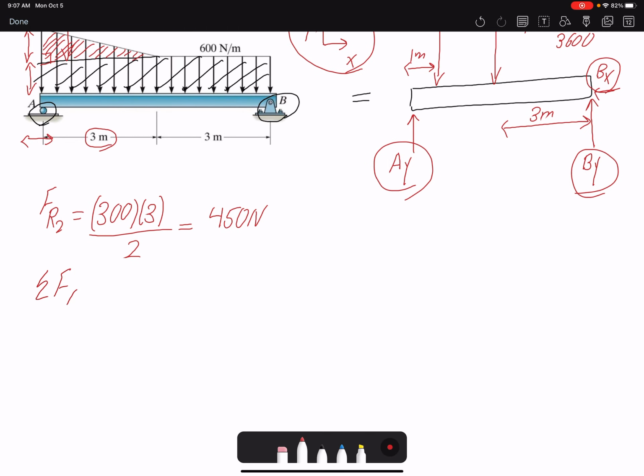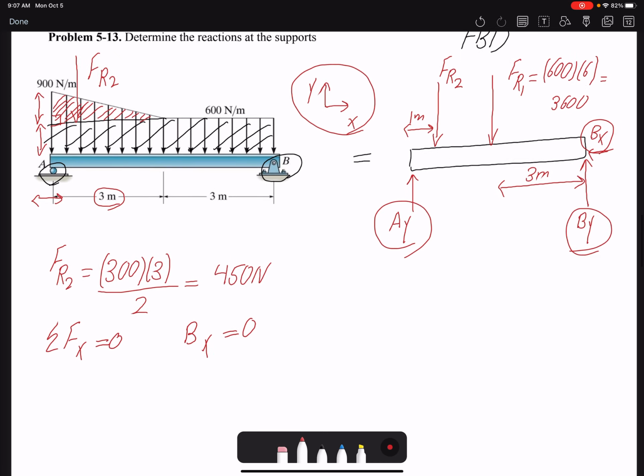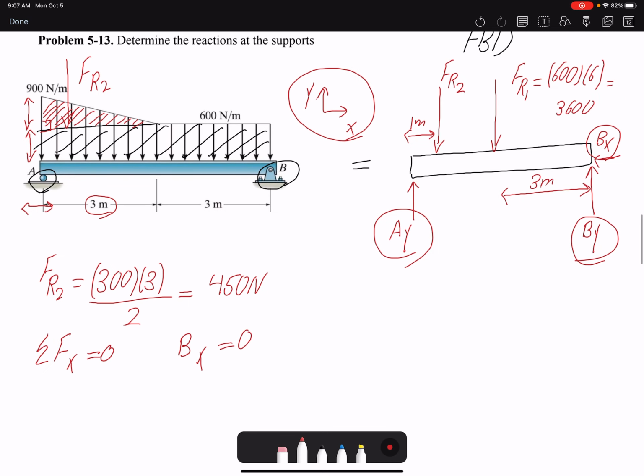Summation of forces in X equals 0. I have BX. What else? Nothing else. So BX is 0. Then I can write summation of forces in Y, but you can see I have AY and BY, so I'm going to end up with 2 unknown and 1 equation. Let's write summation of moment, and you could choose any point here.